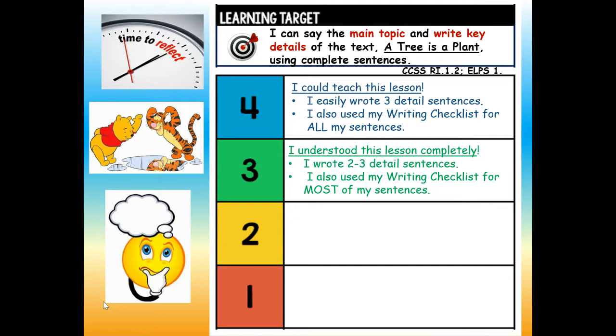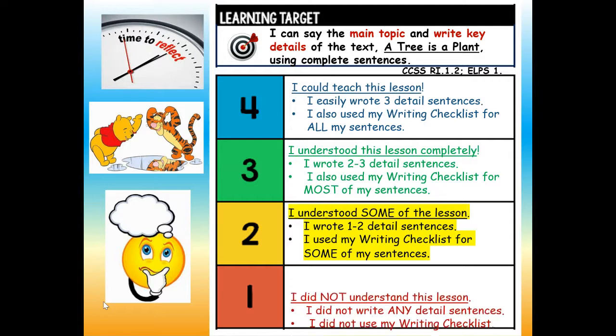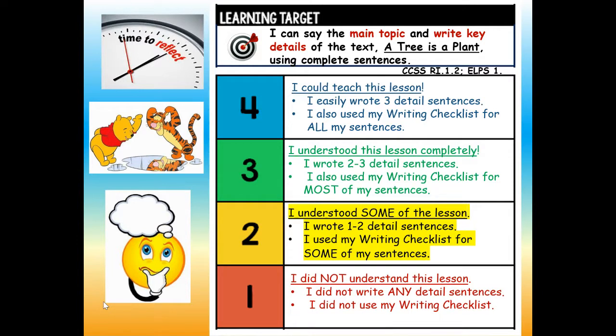Or would you give yourself a 3? I understood this lesson completely. I wrote 2 to 3 detailed sentences. I also used my writing checklist for most of my sentences. Or would you give yourself a 2? I understood some of the lesson. I wrote 1 to 2 detailed sentences and I used my writing checklist for some of my sentences. Or would you give yourself a 1? I did not understand this lesson and I did not write any detailed sentences and I did not use my writing checklist. So I want you to write your reflection at the top of your page, 4, 3, 2, or 1.